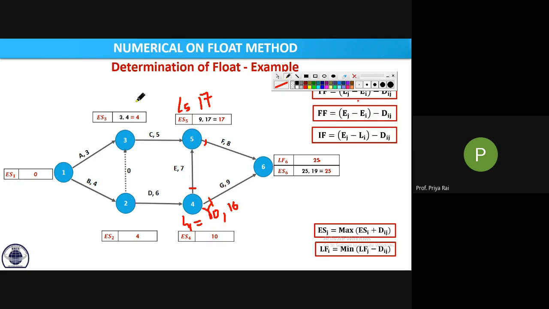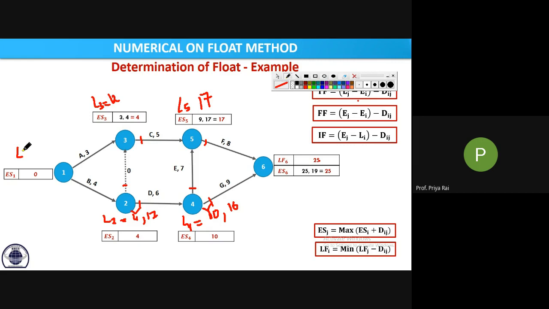Now which one? L2 or L3? L3, ma'am. Yes, L3. Very good. For L3 there is only one tail head, which is coming from 5. 17 minus 5, how much is that? 12. Now we do L2. How many arrowheads? 2 arrowheads. One is coming from 4. L4 is 10, so 10 minus 6, 4. And 12 minus 0, 12. So the minimum is 4.